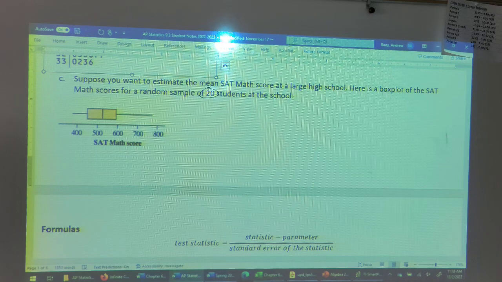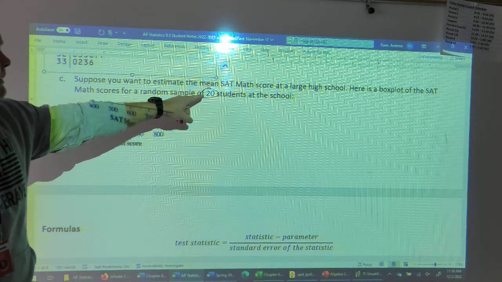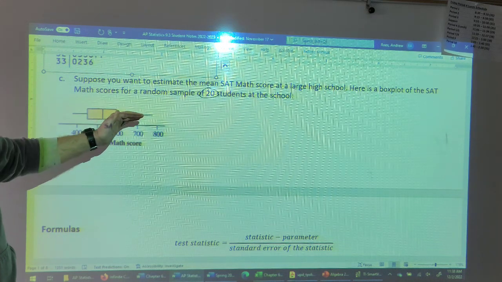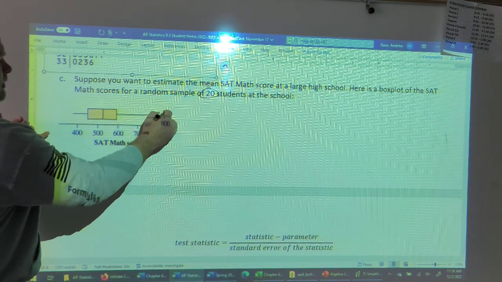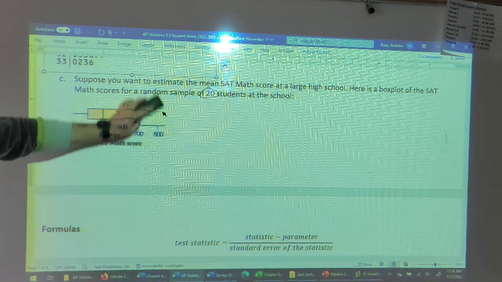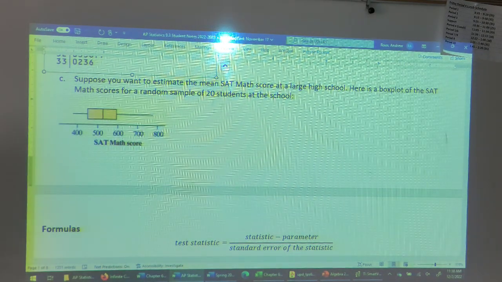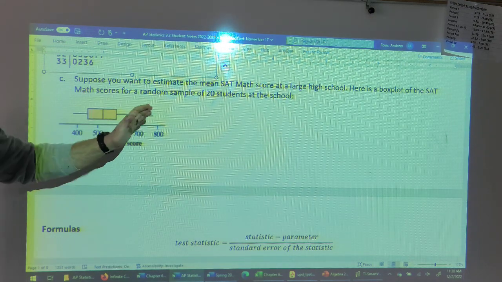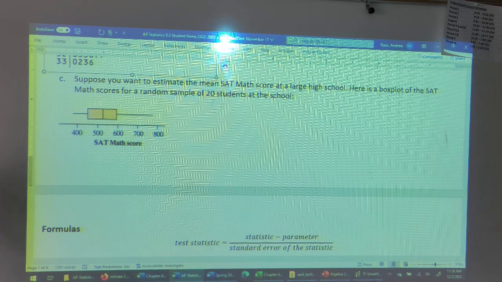So even though this sample size is low, the box plot doesn't show any strong skewness and there's no outliers. Outliers would have been marked with a dot or a star, so there's no outliers. Because there's not strong skewness and there's no outliers, we can still proceed with t procedures.